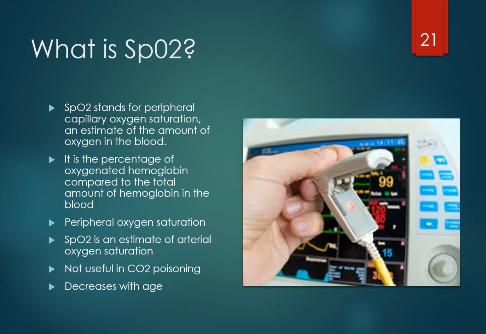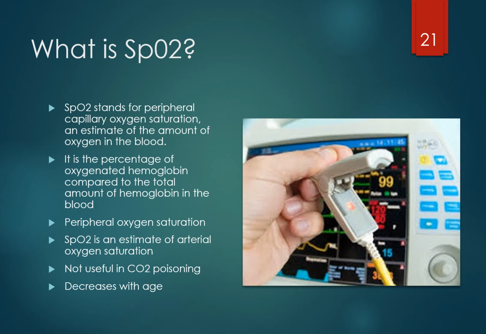Basically, it is a percentage of the oxygen bound to hemoglobin and the total amount of hemoglobin in the blood, so it has a dual factor there. It's good for peripheral oxygen saturation, so you could put it on your finger, your toe, or your ear, and you get a good value. It's an estimate of arterial oxygen saturation. It's not exactly, it's typically higher than SaO2, but it's a good indicator.